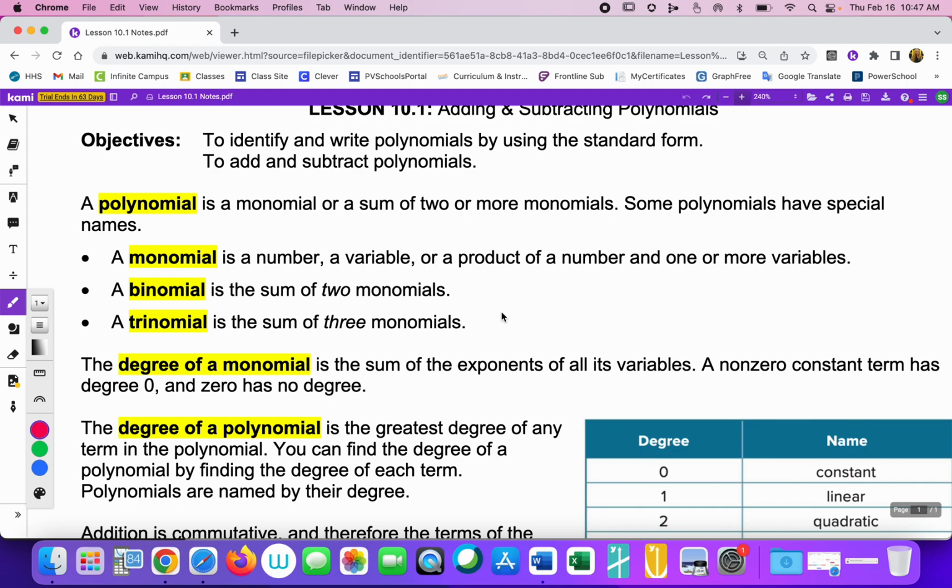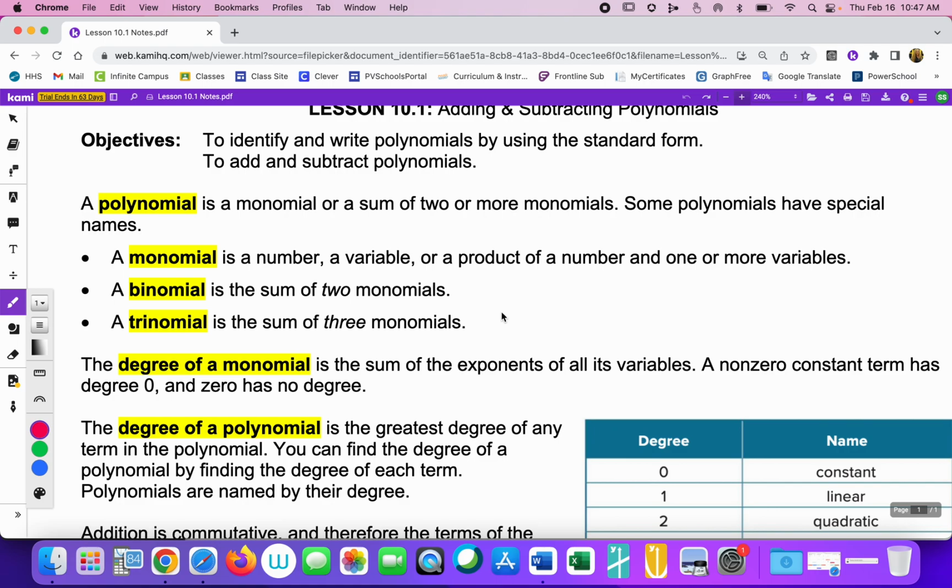So a monomial is one term. It can be just a number. It can be just a variable. It can be a combination of numbers, variables, exponents, as long as there's no addition or subtraction, it is one term. And it should not be divided by anything, so there should be no fractions really.